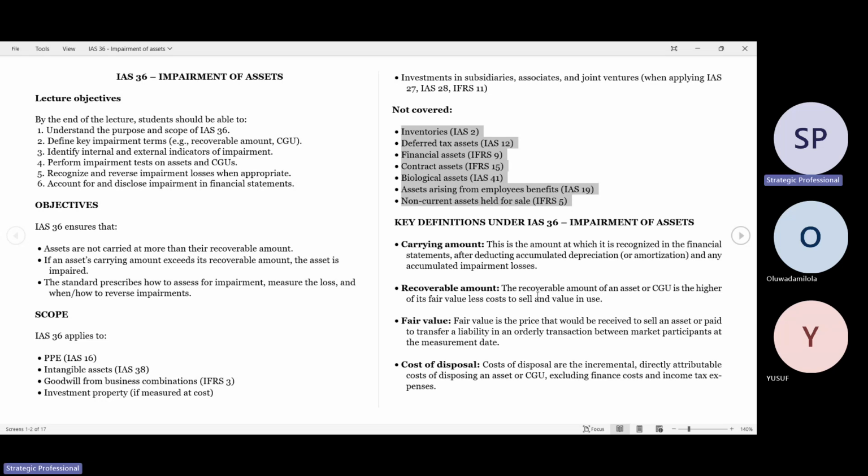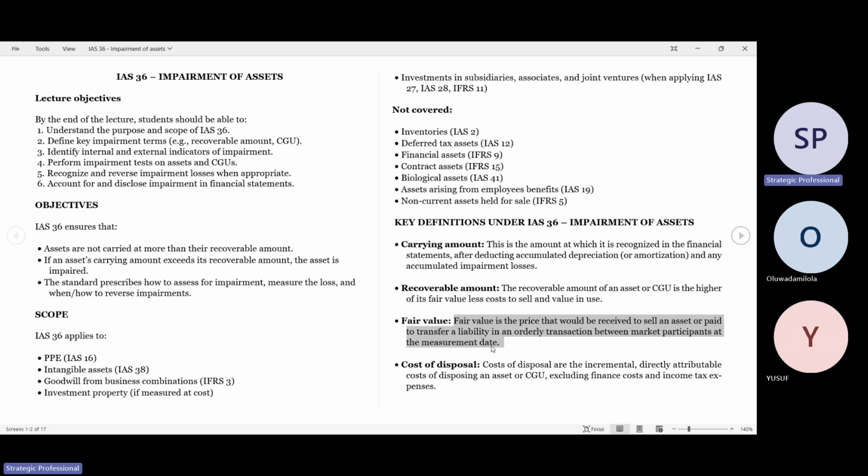Before I explain recoverable amount, I will need to talk about fair value less cost to sell, and value in use. Now, what does fair value mean? Fair value is the price that will be received to sell an asset or paid to transfer a liability in an orderly transaction between market participants at the measurement date. This definition is according to IFRS 13.